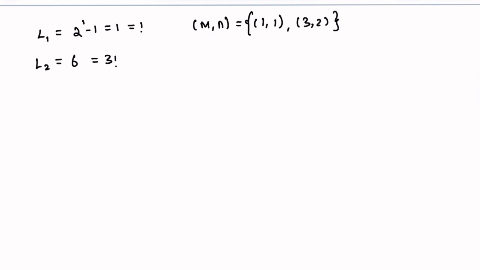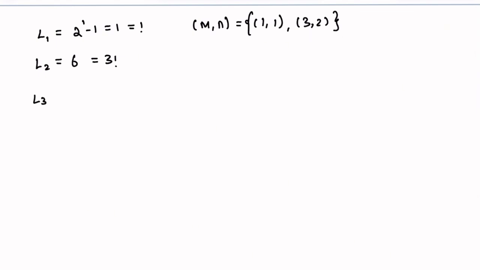So if n is 1, L1 we know is equal to 2 to the 1 minus 1, which is 1, which is equal to 1 factorial. So the combination m, n equals 1, 1 works. L sub 2 is equal to 6, which is 3 factorial. So the combination 3, 2 also works, and I've added it here.